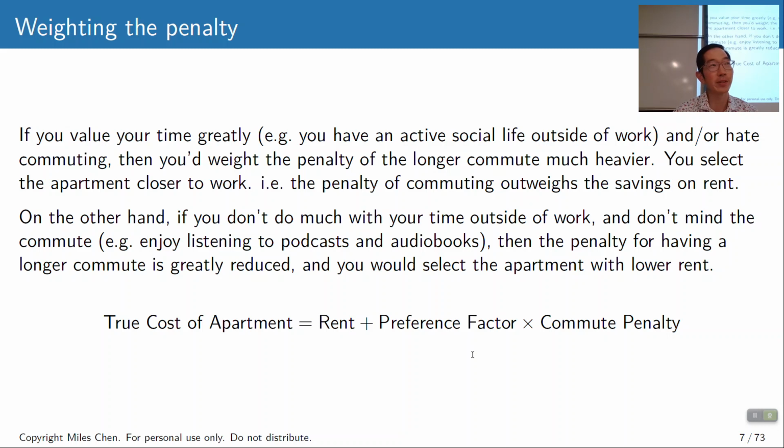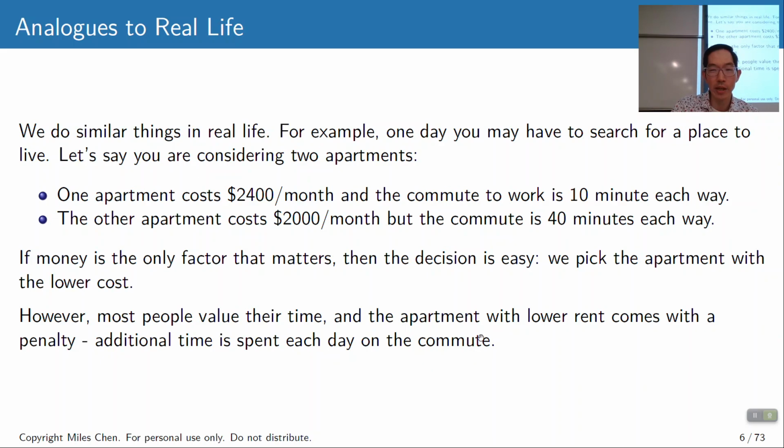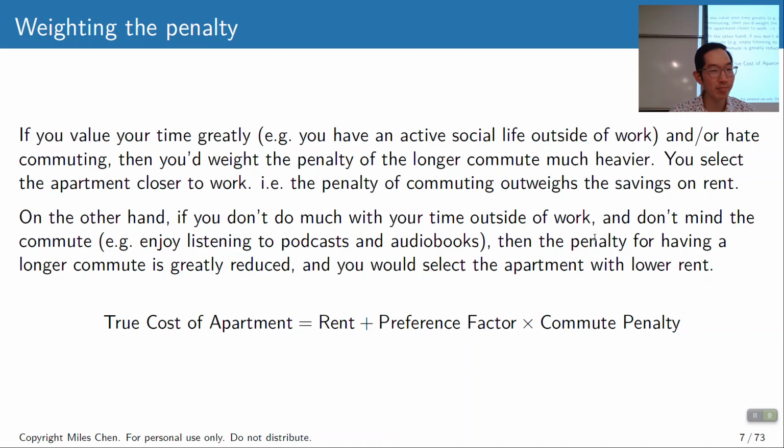If your time is super valuable to you, or maybe you just really hate commuting, then you'd say, okay, this higher penalty, that's no good, right? So you'll probably select the apartment that's closer to work, and you'll say, I'm willing to pay this much extra per month in order to save this much time per month in order to avoid driving and all of that stuff. Or, on the other hand, you might say, you know what, I don't mind sitting in traffic, it's not so bad. I can listen to a podcast or whatever, and it's kind of nice to just have this break from the world, right? You'd be like, okay, I actually enjoy having a commute. Save some money, have some peace and quiet during that car ride.